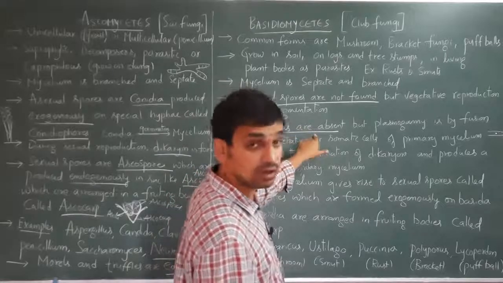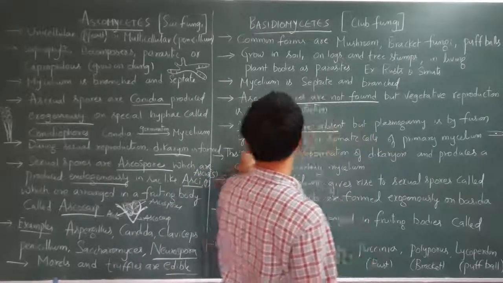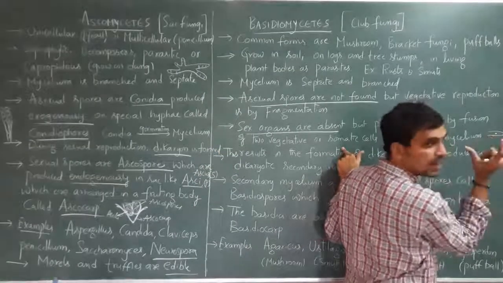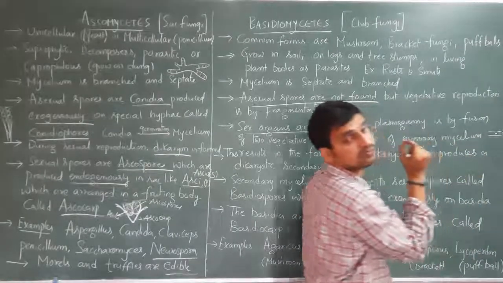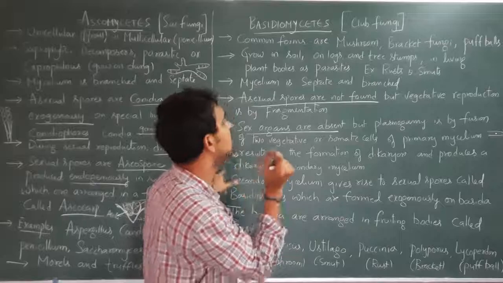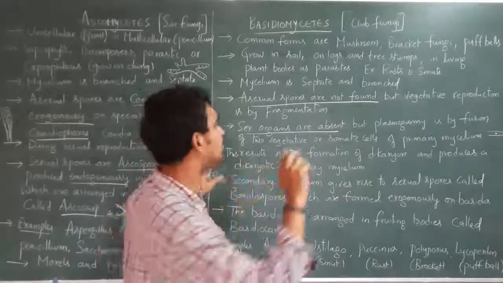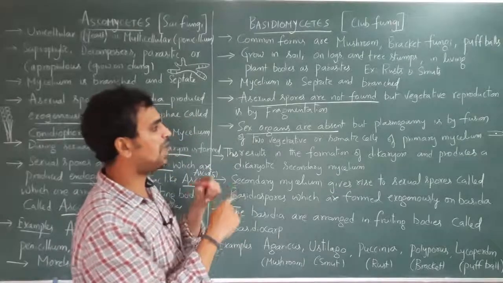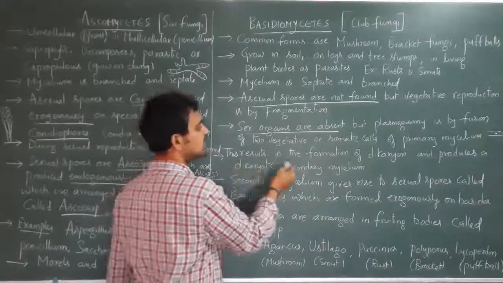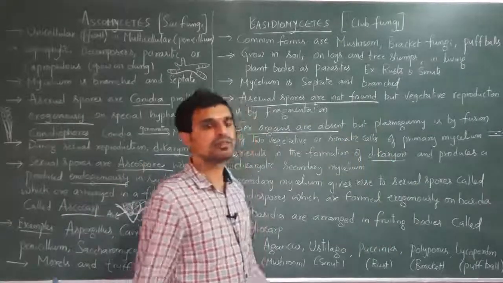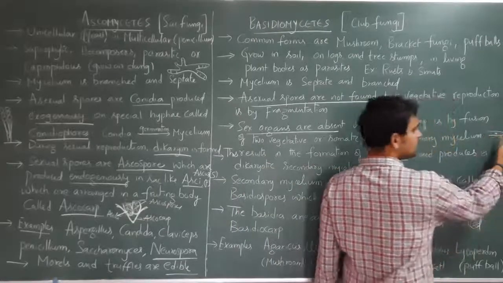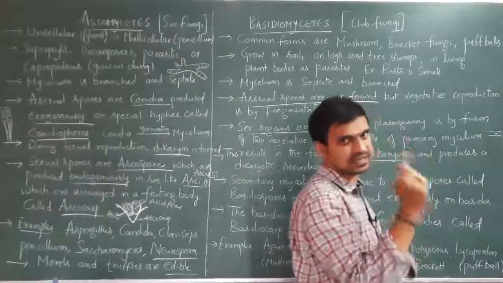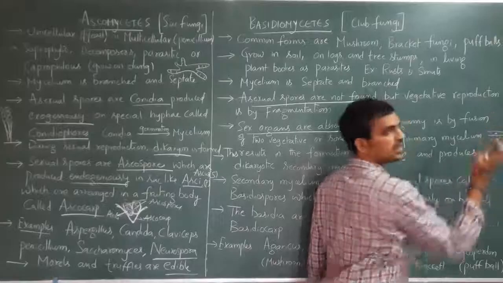So here sex organs are absent, but plasmogamy is by fusion of two vegetative or somatic cells. This is one hypha, this is the other hypha. Whenever the two compatible hyphae come in contact with each other, plasmogamy takes place, that is, fusion of protoplasm between the primary mycelium. Once plasmogamy is completed, what is the result? This results in the formation of a dikaryon. Whenever two cells combine, they form a single cell. This single cell contains two nuclei, hence it is called a dikaryon.